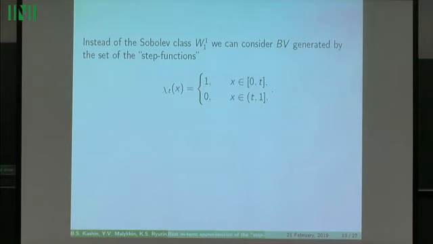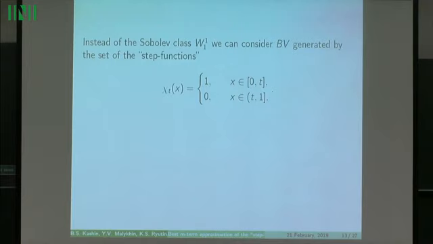But when we deal with the Sobolev class W11, it was more convenient for us to consider the functions of bounded variation from the point of view of Kolmogorov widths in LQ, which we considered 2 slides earlier. It's the same. And this class of functions of bounded variation is generated by the set of step functions. And as I said on the first slide, it's the main hero of the whole talk, so the set of step functions and how to approximate them.